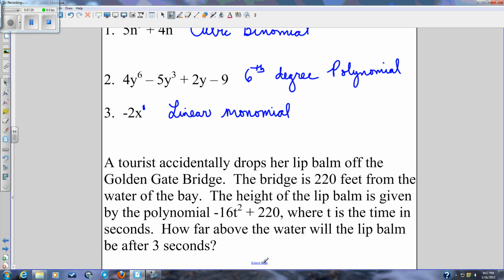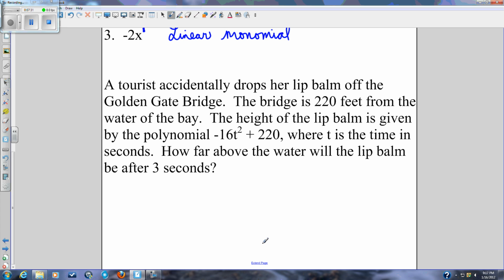Now, next problem. A tourist accidentally drops her lip balm off the Golden Gate Bridge. The bridge is 220 feet from the water of the bay. The height of the lip balm is given by the polynomial negative 16t squared plus 220, where t is the time in seconds. How far above the water will the lip balm be after 3 seconds?